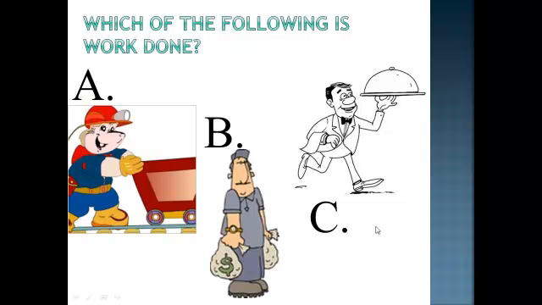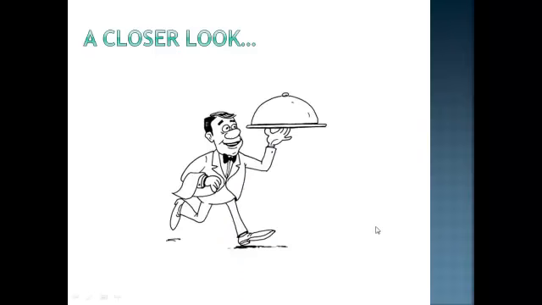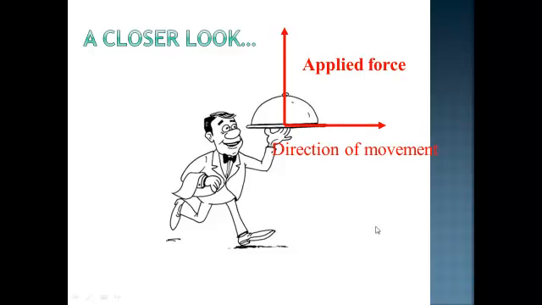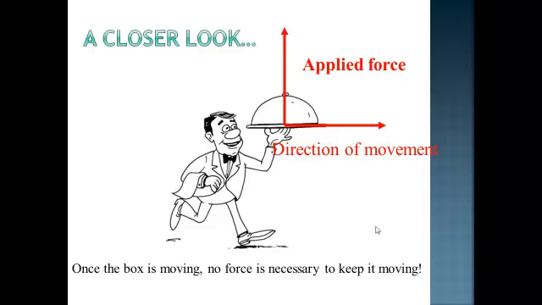In answer choice C, you'll notice that the individual is moving and does apply a force, but let's take a closer look. The applied force is up while the displacement is to the right. If you recall our definition of work, there must be an applied force in the direction of motion. So what's happening here is the applied force is up. There is no applied force to the right since the waiter is holding the tray from the bottom. Once this box is moving, there is no force to keep it moving. That's Newton's first law. So this is probably the most common scenario where an object would move, there would be a force, but there would be no work done. It's when those two things are perpendicular.